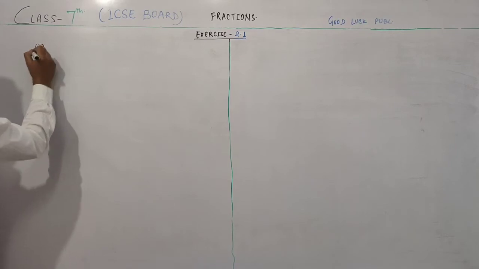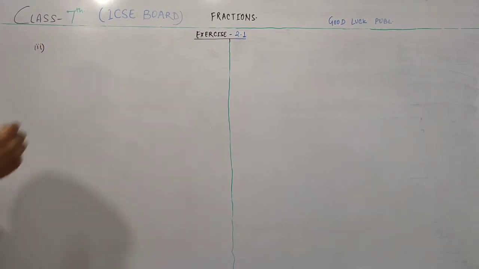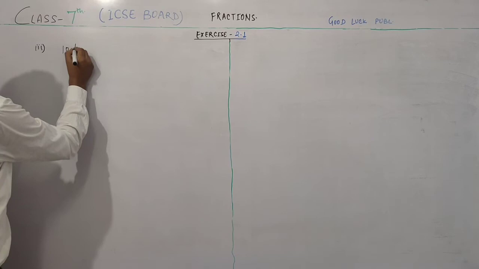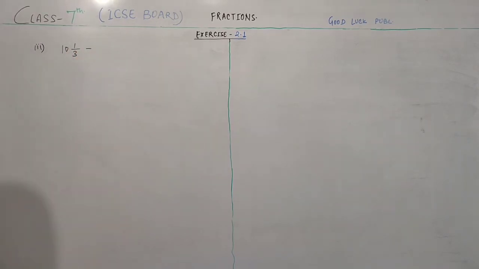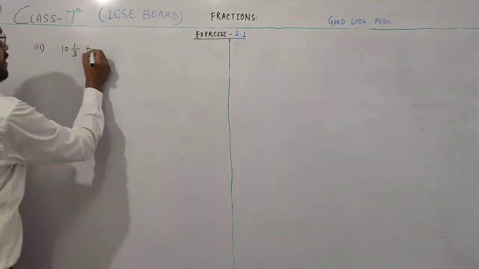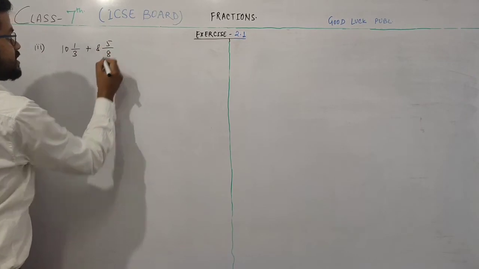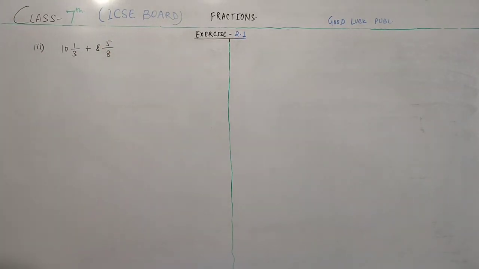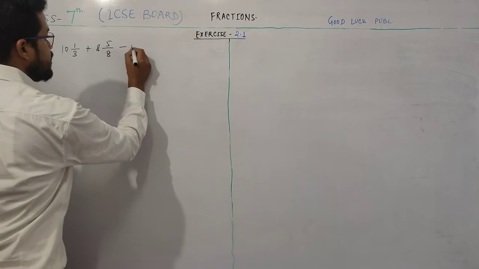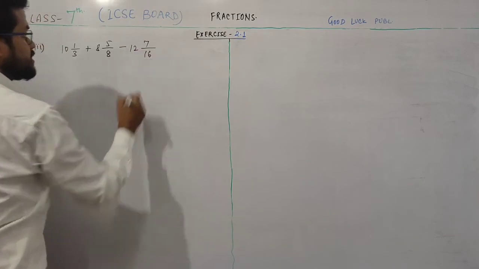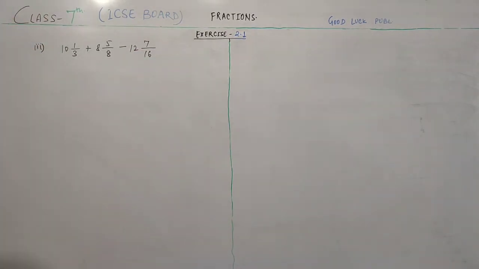Question number 3. 10 1 by 3. Question number 2 is your homework. 10 1 by 3 plus 8 5 by 8 minus 12 7 by 16. Okay, 12, 7 by 16.